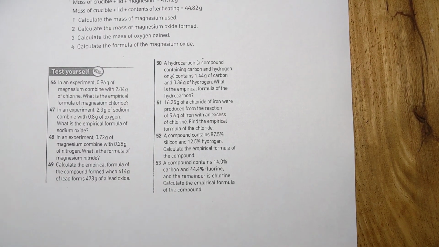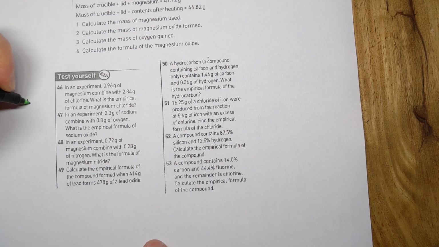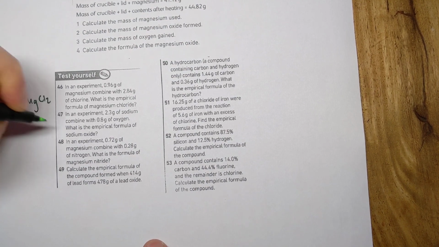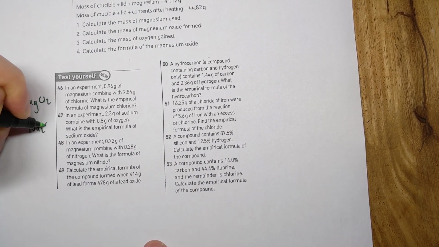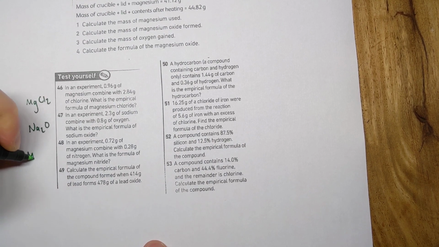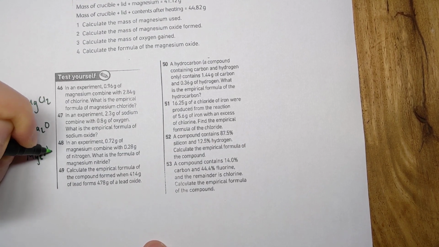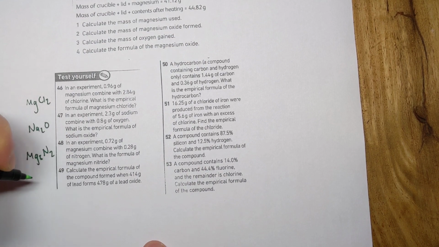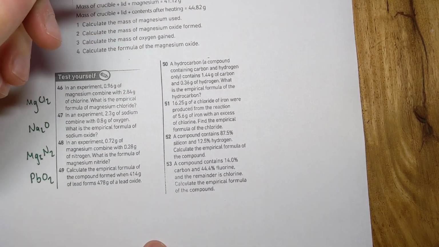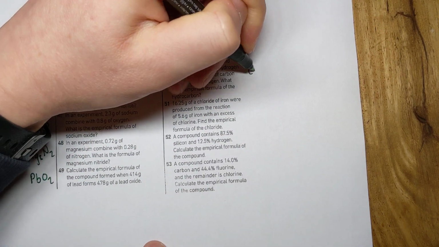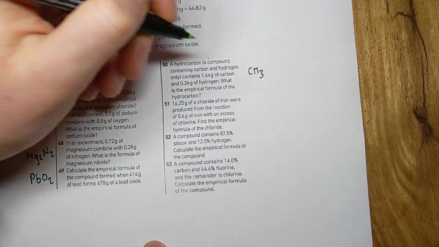So question 46 comes out being MgCl2. 47 comes out being Na2O. 48 comes out being Mg3N2. This one, 49, lead oxide, becomes PbO2. 50 is CH3. And this one, 51, is FeCl3.